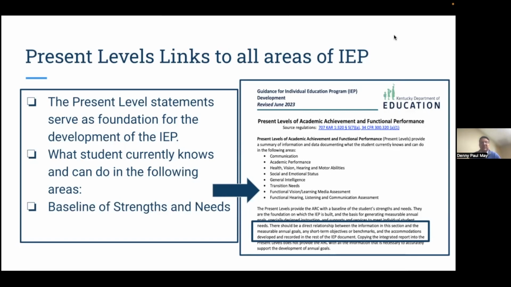And so the present level statements serve as the foundation for the development of the IEP. And we need to know what the student currently knows and can do in the following areas. That's what it says. I'm not making this up. That's what it says in the IEP guidance document. So we need to know what the student can do. And then we need to develop a baseline around the strengths and needs of the student. And in particular, the concerns, you need to have an associated percentage or some numbers in your present level. So Brenda can talk to you a little bit, if she will, about what we look for when we're doing folder review in that regard.